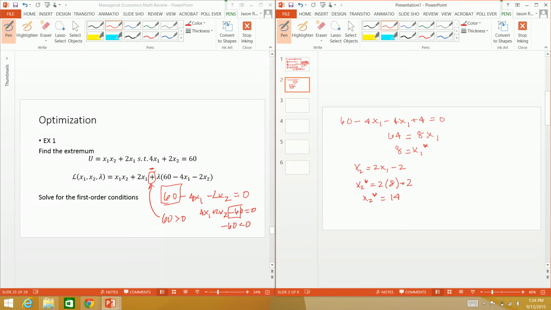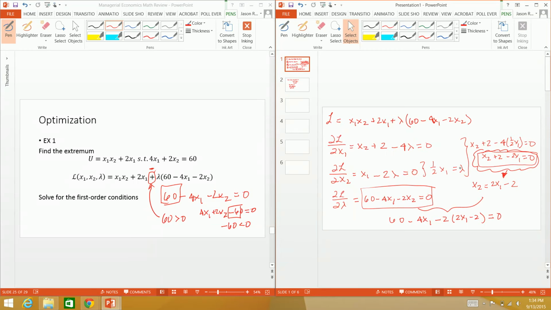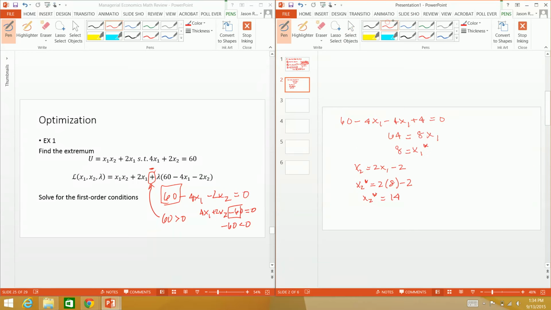And then lastly, we want to solve for our lambda term. And we know the relationship there. We know that lambda is equal to 1/2 x1. So we're going to plug in x1 star to get 8, so that lambda star is equal to 4. And that's it. That's how we would solve an optimization problem this way.